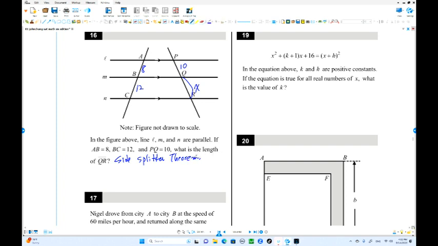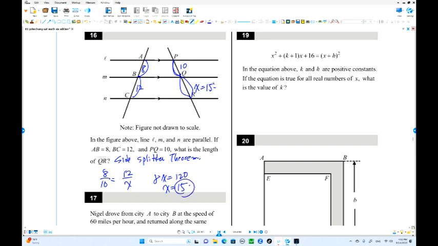You know what the side splitter theorem is. The ratio between two sides, 8 over 10, must equal 12 over x, or 8 over 12 equals 10 over x. It doesn't matter, that is the relative ratio. I'm going to do this one. So 8x equals 12 times 10, which is 120. We can divide by 8, which is 15. That is the answer.